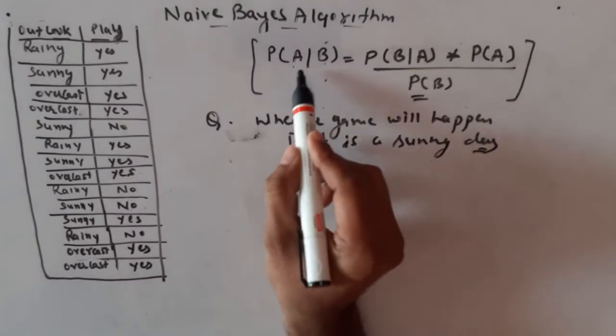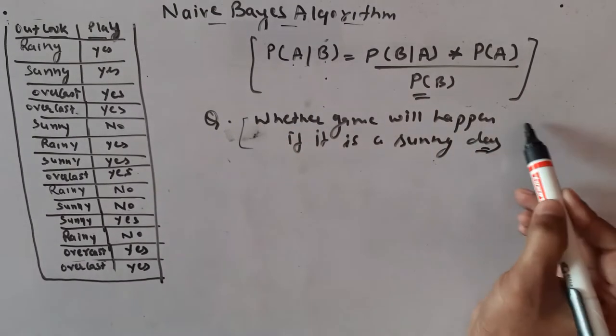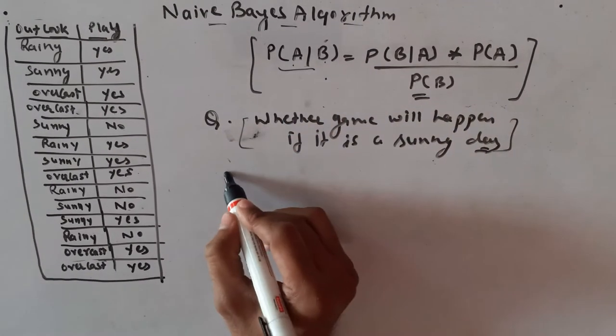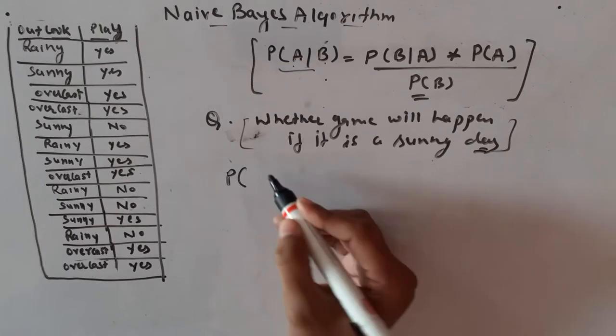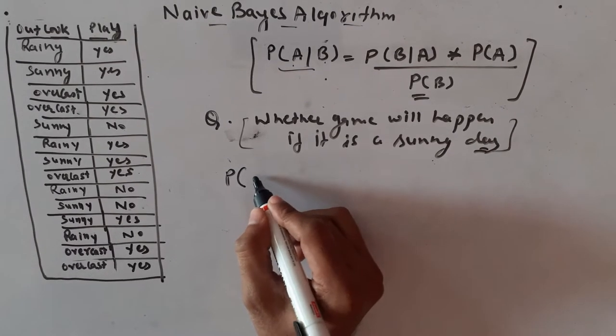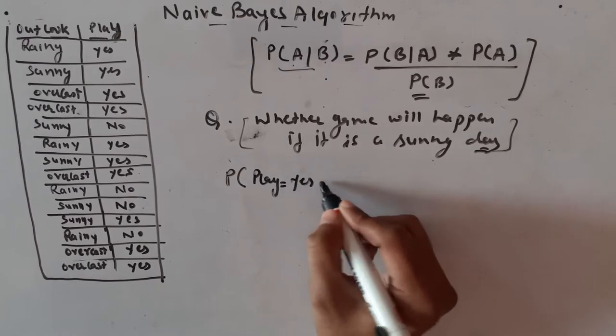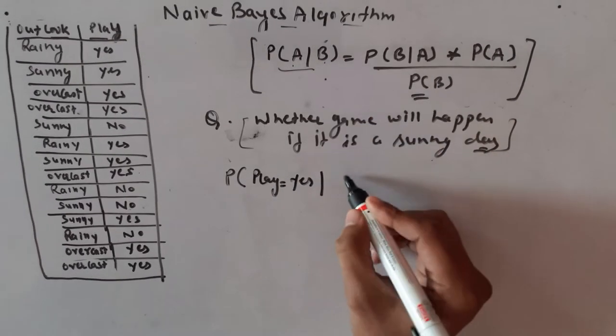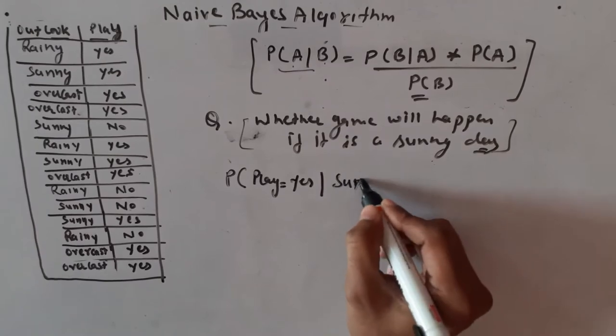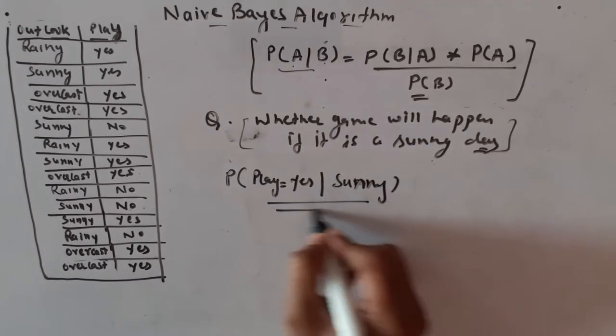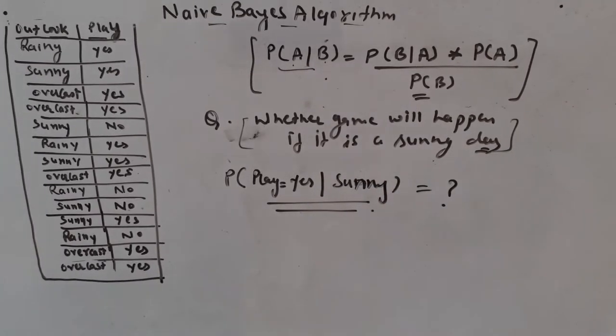So that means if I write this sentence into this form, then it will be the probability of play yes given the day is sunny. So this is what we need to find.